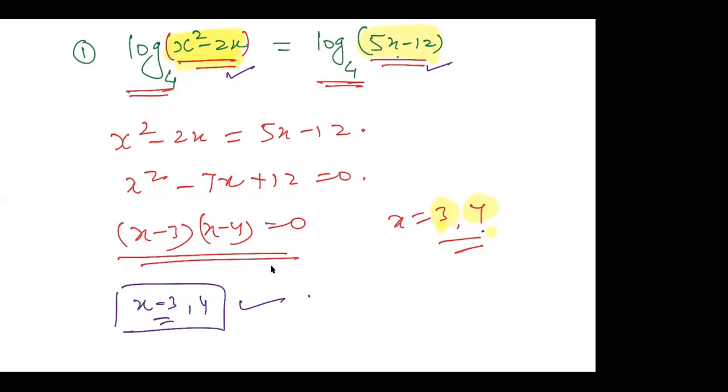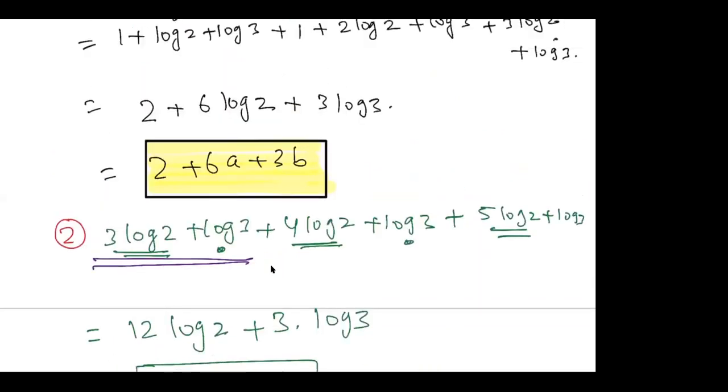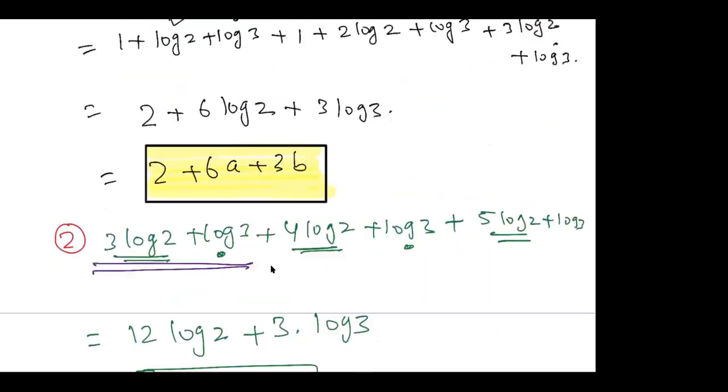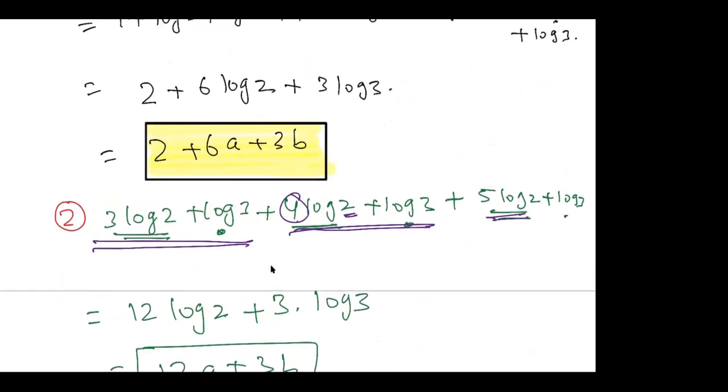And wait, second one, what is the problem? In the second one, 24, you have written this, right? For the next, 48, 16 into 3. 16 is 2 to the power 4. The 4 is common out. 96 is 32 into 3. 32 is 2 to the power 5 into this. So I'm writing something like this.